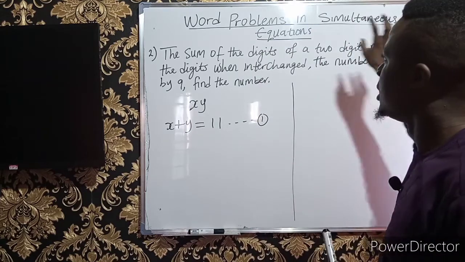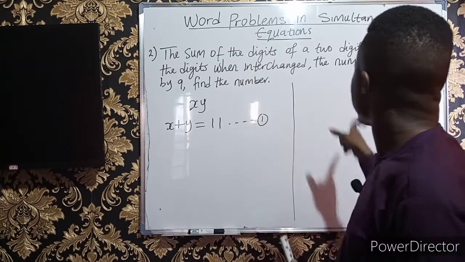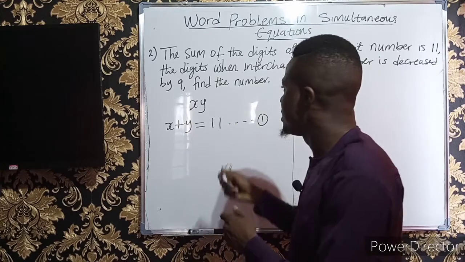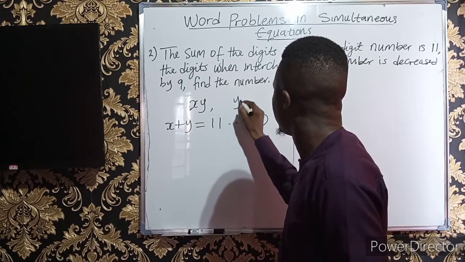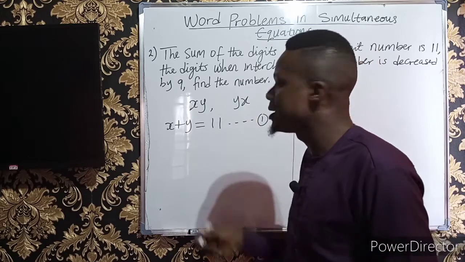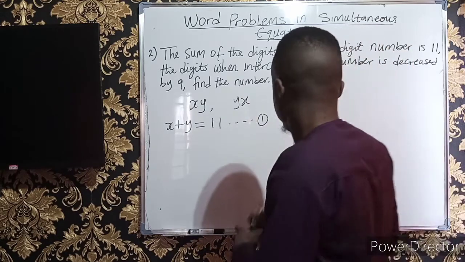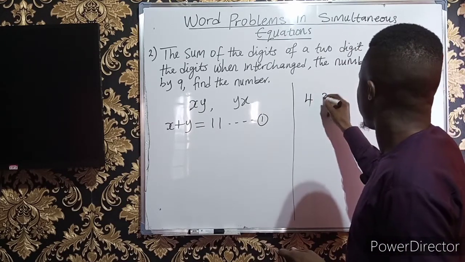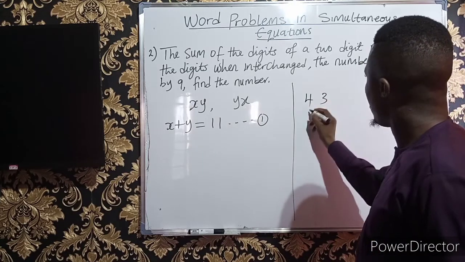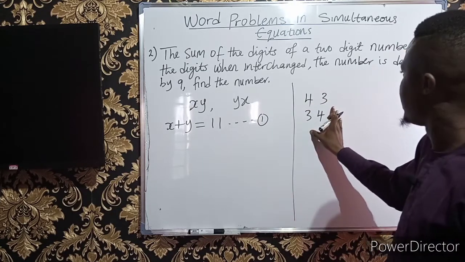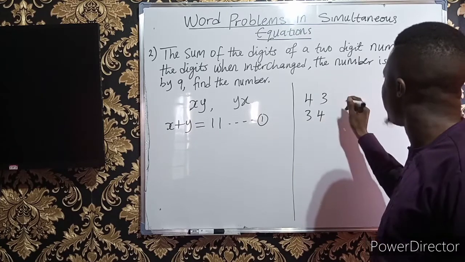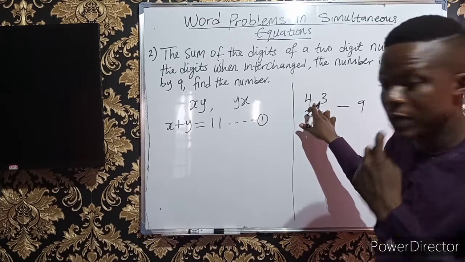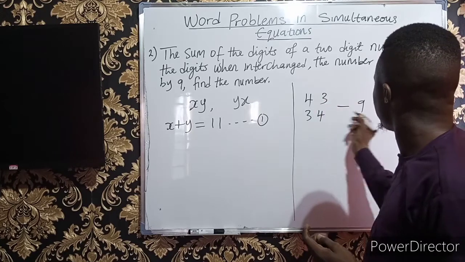That's the first sentence. The second one says, the digits, when interchanged, the number is decreased by 9. That is, if they interchange this, instead of xy they have yx, and the number is decreased by 9. Let's say you have something like 43. If I interchange 43, I will get 34. This interchange has caused this number to decrease by 9, because when I add 9 to 34, I will get 43. So the interchange caused this number, 43, to decrease by 9.